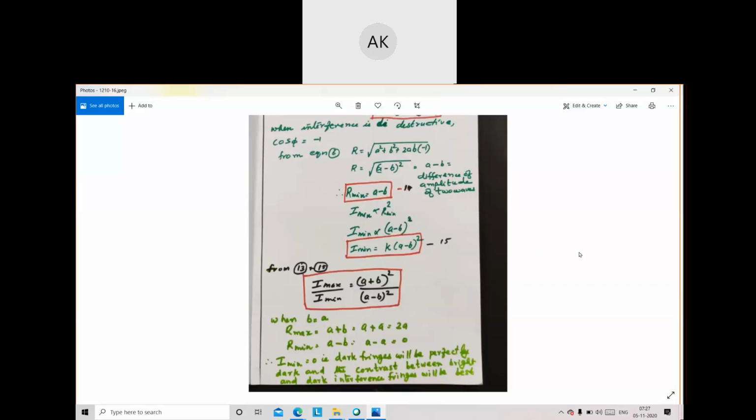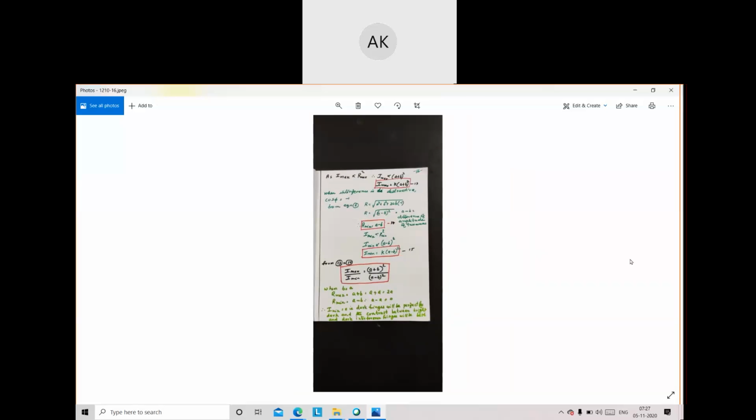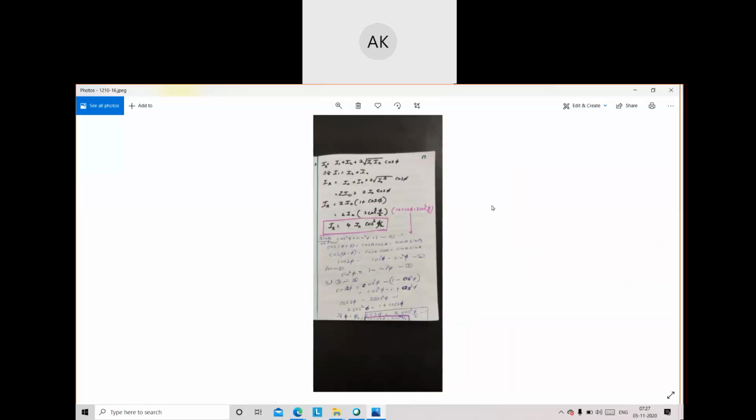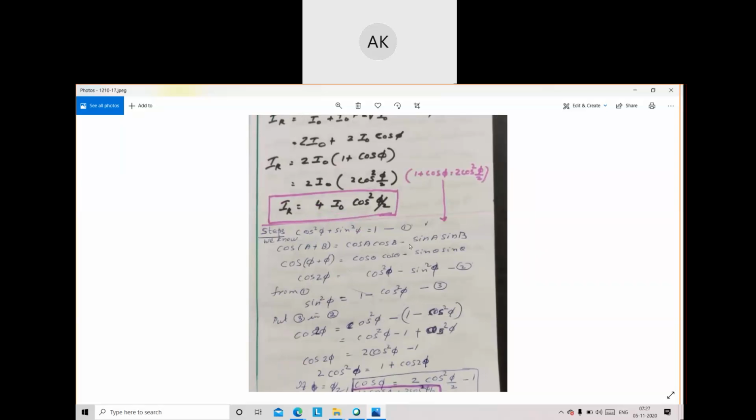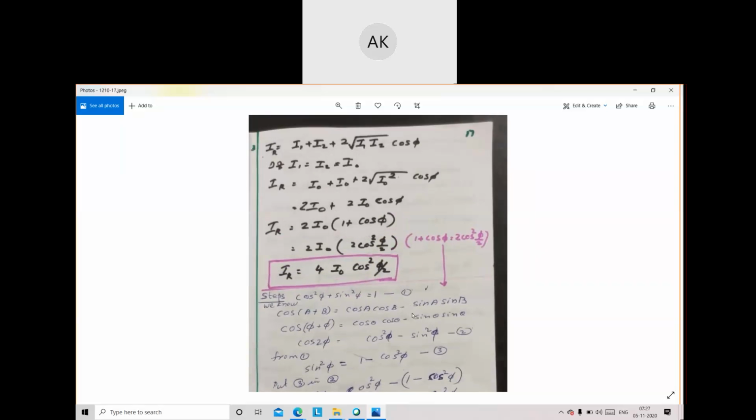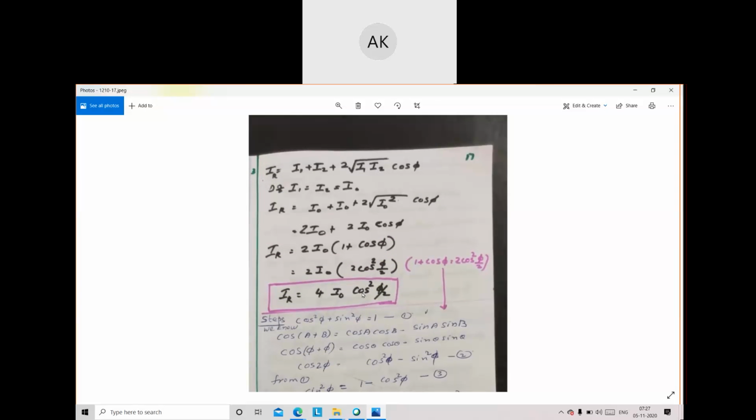Okay, next. So we studied now the condition for constructive and destructive interference and some other formulas for doing problems. We have to study these formulas also, because usually problems ask from this part, and if you know the equation, it will be easy for you.